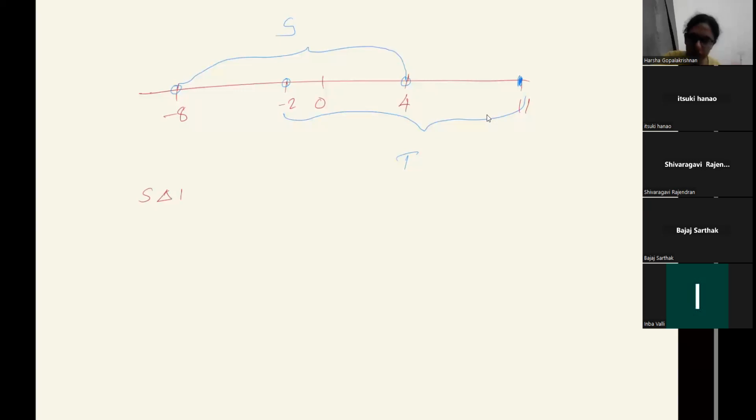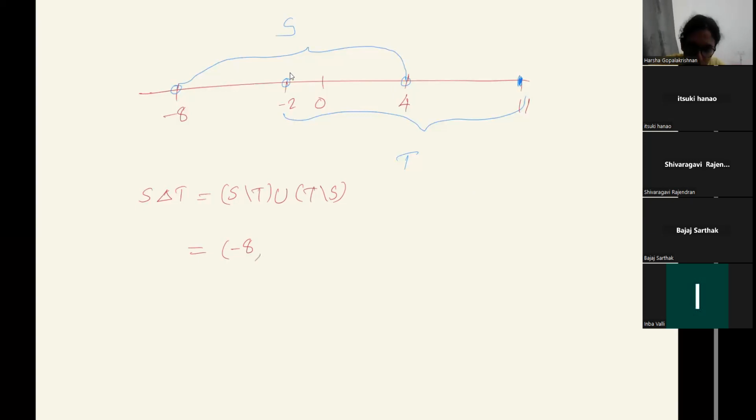Now, symmetric difference of S and T means S minus T, S difference T, union T difference S. What is S difference T here? Here, S is from -8 to 4. So, we need to remove all elements of T which belong to S. S difference T means the set of all elements in S which are not in T. It will contain from -8 until -2, so from the right side up to this -2, we need to remove.